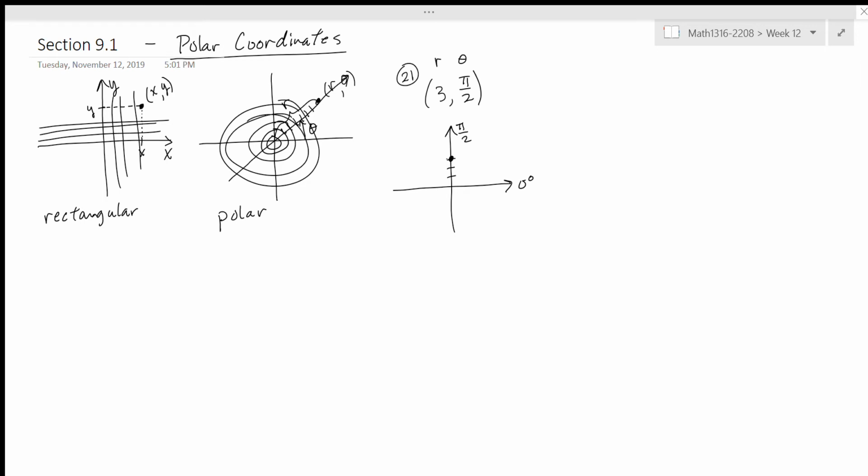You want to do another one? Yes. I'm sorry, that's all there is to that. You just put the dot. Yeah, that's all there is to it. Okay, let's try another one. Yeah, how about number 27? We've got -2 and 3 pi over 4.